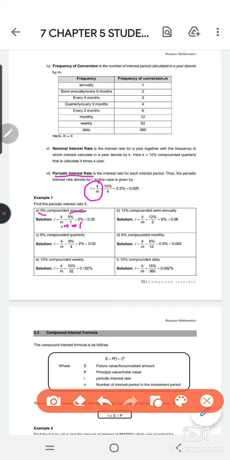Okay, kalau B, 12% compounded semi-annually. Semi-annually maksudnya kat sini 2 kali, so M equals to 2, so 12% divided by 2 is equals to 6%. Okay, so you try to solve C, D, E, F. So tengoklah kat sini, compounded quarterly berapa nilai M, compounded weekly, compounded monthly, and compounded daily. Okay, this one is an introduction of compound interest.